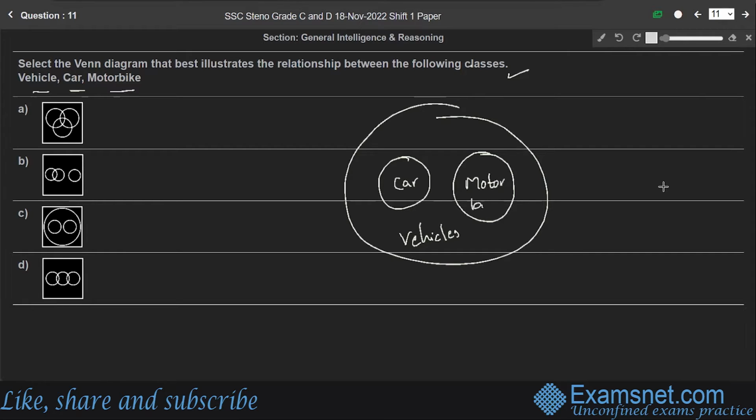Therefore, the car and motorbike sets are two different sets which are independent of each other and which are included in the set of vehicles. Therefore, option C best illustrates the relationship between car, motorbike, and vehicles.